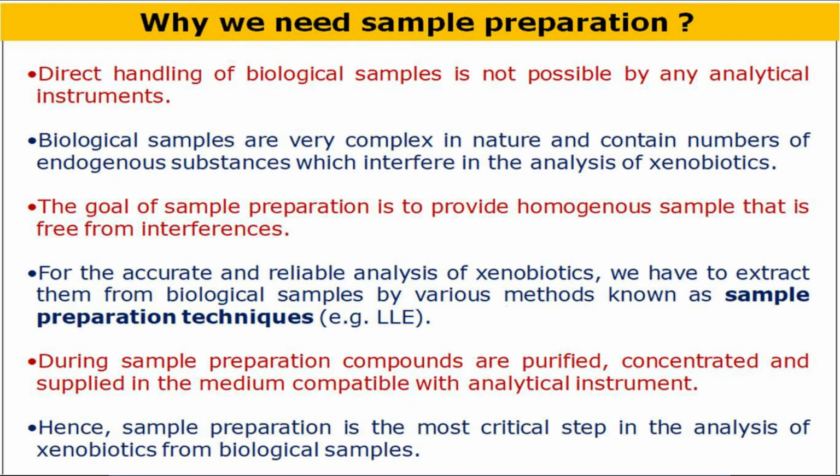So the goal of sample preparation is basically to provide a homogeneous sample. A homogeneous sample means one where your xenobiotic is distributed homogeneously throughout the sample, free from any interferences. Here interferences means those coming from the biological samples, like proteins and lipids, because sample preparation makes your target analyte amenable for chromatographic or spectroscopic analysis. So for accurate and reliable analysis, we have to extract them from biological samples by various methods, and these methods are known as sample preparation techniques.